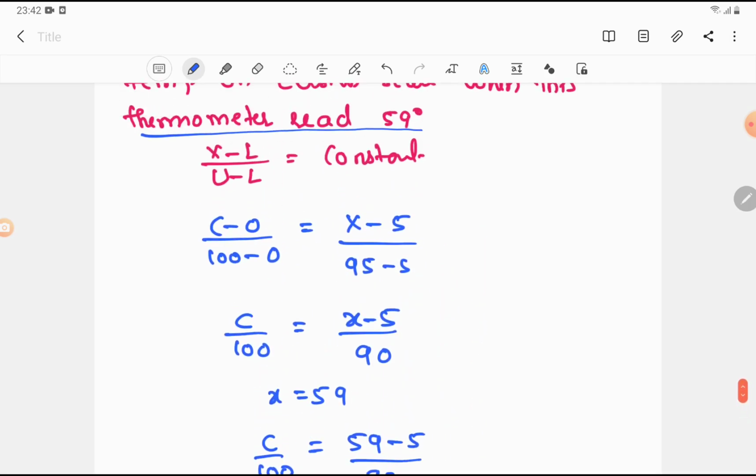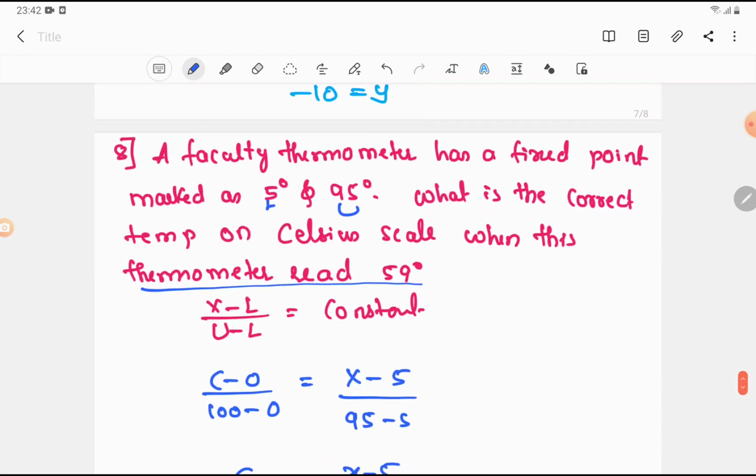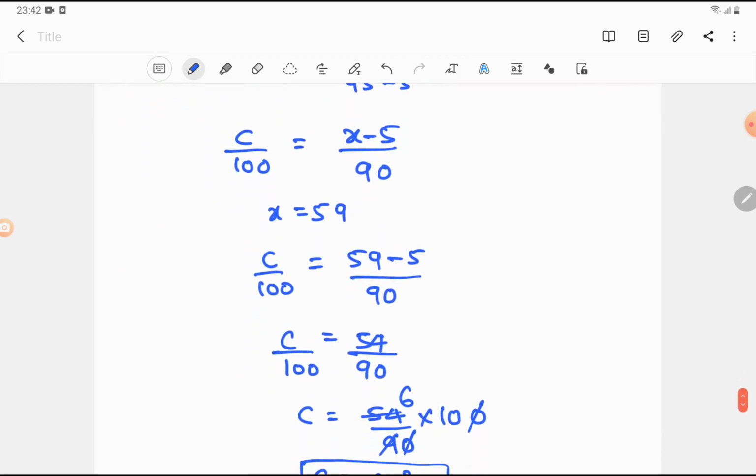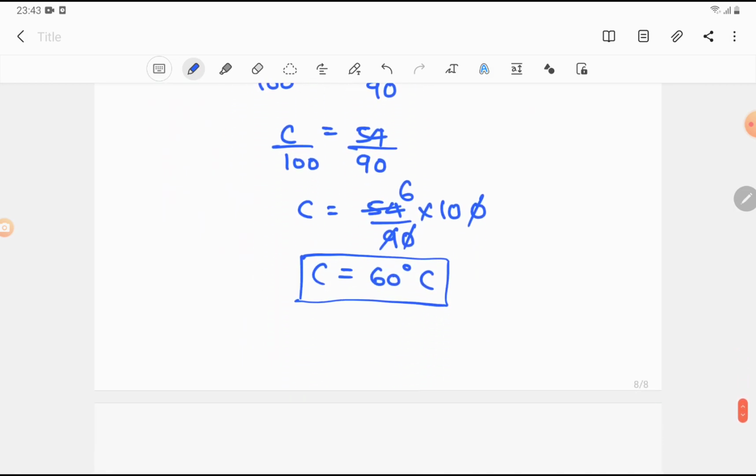So these are the problems we have solved. Let me go through it again first. A faulty thermometer has fixed points marked as 5 degree and 95 degree. What is the correct temperature on the Celsius scale when this thermometer reads 59 degree? The problem is the same. C we know it, (x minus 5) by (95 minus 5). So solving like this, you can easily get it.